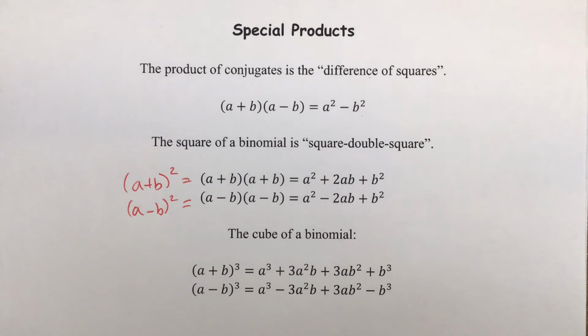And last, the cube of a binomial. A plus b to the third power, a minus b to the third power. Okay, and that will end up taking on that structure.